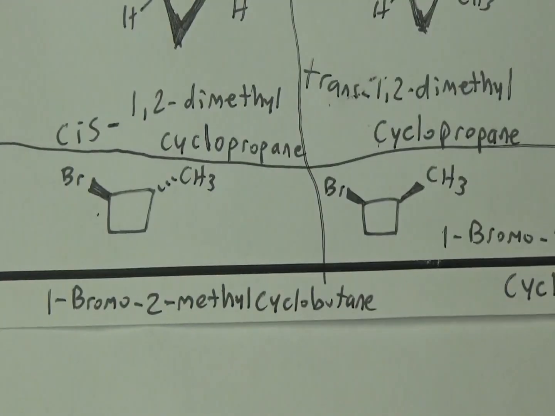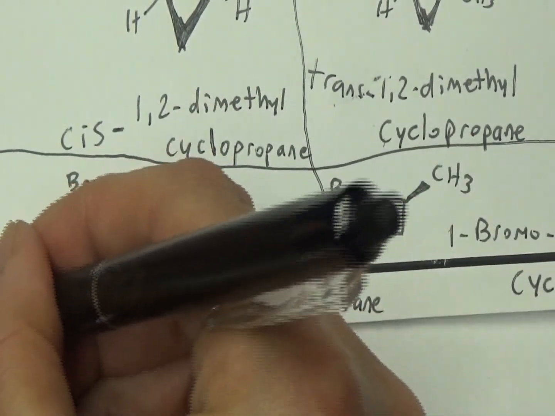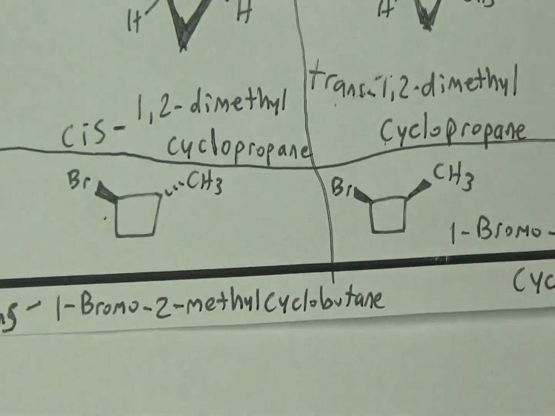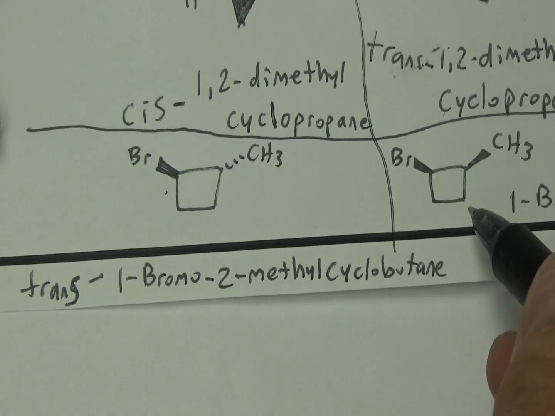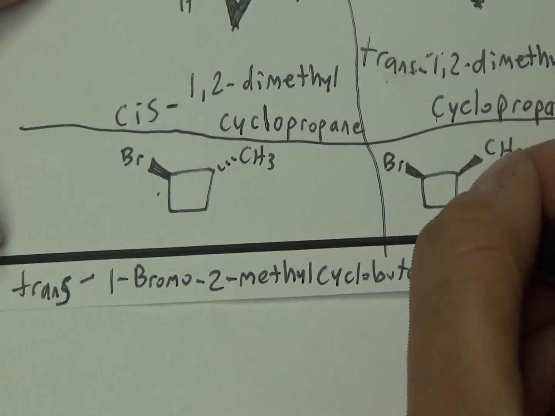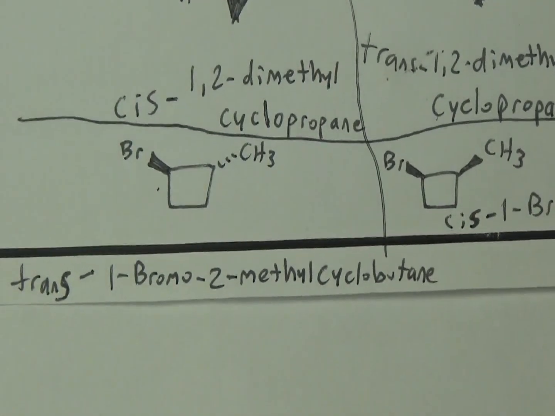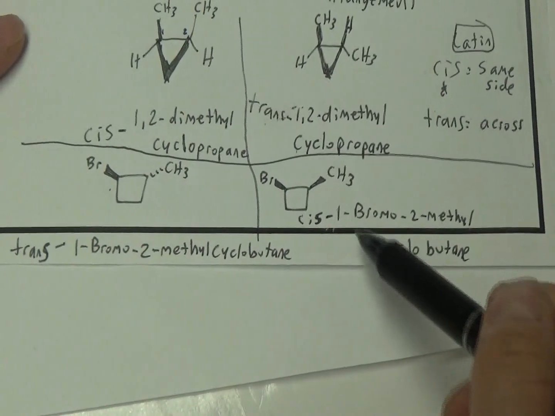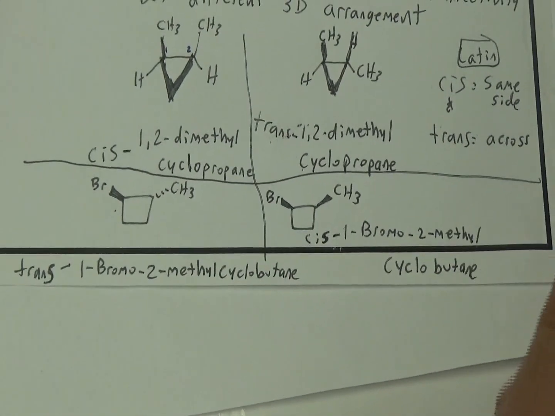Which one's cis, which one's trans? Well, the one where they're opposite is trans. The one where they're together is cis. Alright, so we have trans 1-bromo 2-methyl cyclobutane, cis 1-bromo 2-methyl cyclobutane. Alright, cool. So that's an introduction to stereoisomerism.